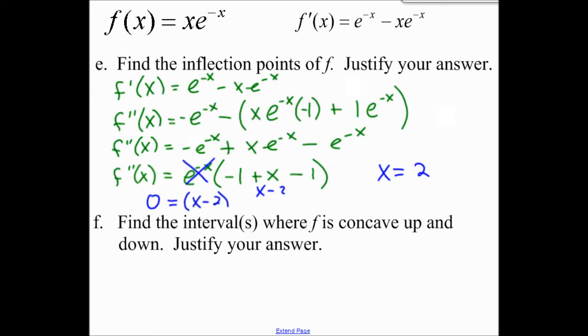However, we're not guaranteed it's an inflection point. We have to make sure that the second derivative actually switches signs. So I go and I do a sign chart. So I put 2 there. I pick a number less than 2, so negative 30,000. Right? Negative 30,000 minus 2 is negative. If I pick another number bigger than 2, 50 minus 2 is positive. Okay, so we do know that it's an inflection point because our second derivative switches signs.